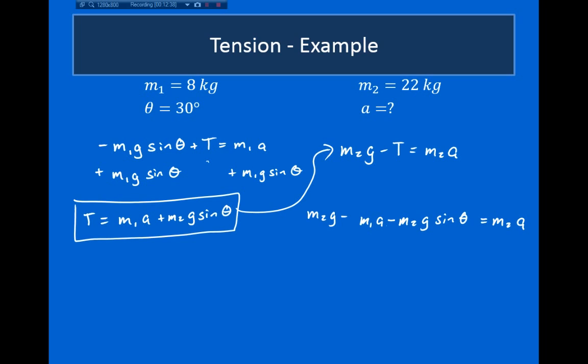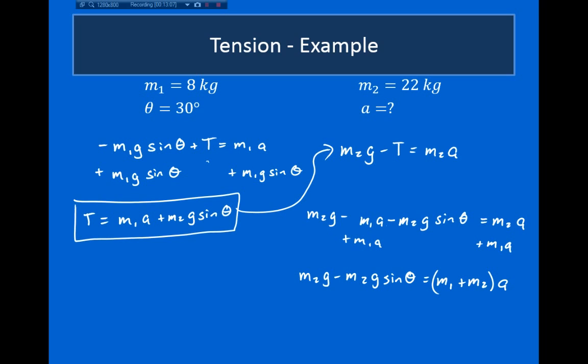So again, we're trying to solve for a, so we move everything that has a to one side of the equation. So to do that, I would add m1a to both sides of the equation. If I do that, then I see that this is equal to m2g minus m2g sine theta is equal to m1 plus m2 times a.